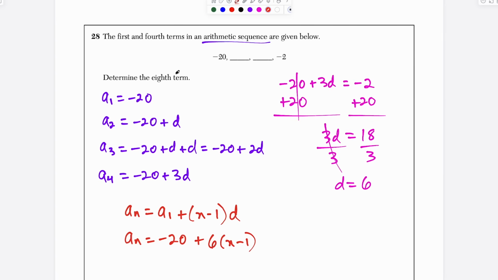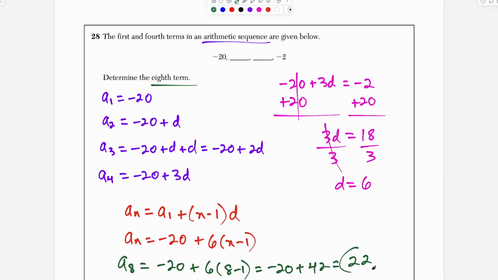If we're looking for the 8th term, our goal is to find the 8th term. We could just say a sub 8 is equal to negative 20 plus 6 times 8 minus 1. This is going to give us negative 20 plus 6 times 7, which is 42. And then if we do negative 20 plus 42, that's going to give us 22. Okay, so that would be the 8th term.